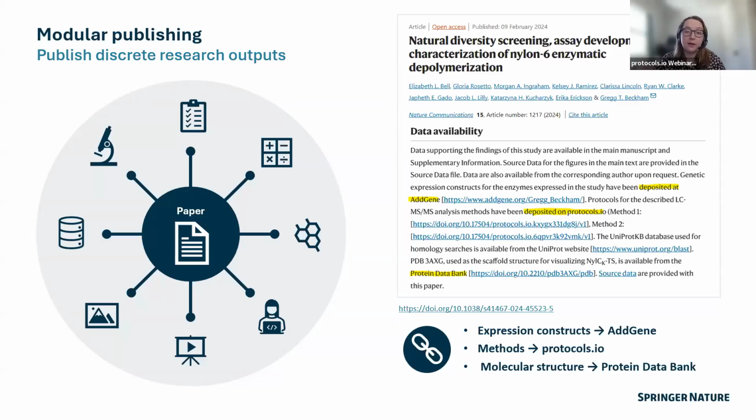So in this example from Nature Communications, almost 2 years ago, or 2 years ago, you have Addgene being used to deposit expression constructs, protocols.io for methods, and the PDB, Protein Data Bank, for molecular structure. So whether it's code, methods, or data, everything's published separately, then can be linked together into the overall story and publication, and people are able to get credit for what they've done.